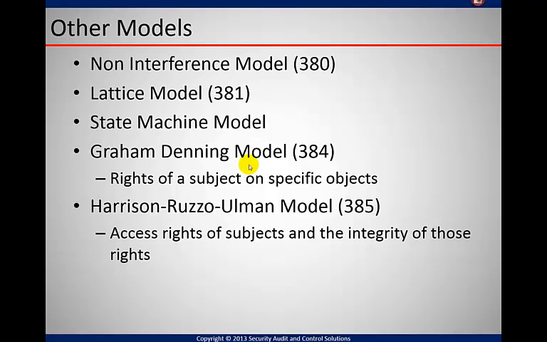Now, in the book that you've been given, on those pages, there are the models that you actually can go through, such as the non-interference, lattice, state machine model, the Graham-Denning model, which is the rights of subjects on specific objects, also known as the Graham-Denning eight rules, and also finally the Harrison-Ruzzo-Ullman model on page 385, which means the access rights of subjects and the integrity of those rights. This completes domain 6, and once again, I believe about 10% of the exam.